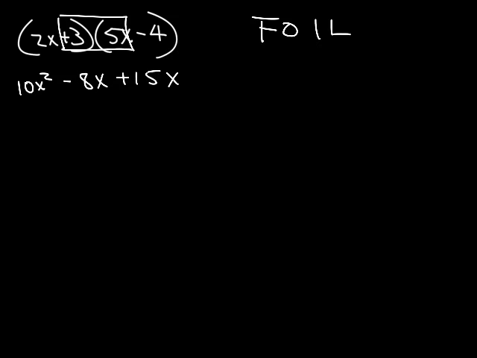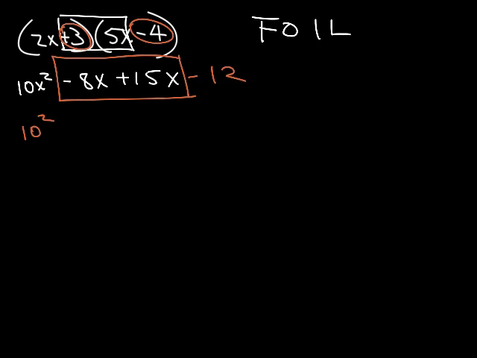And then the last one I do is the last number of each of these two. So plus 3 and a negative 4, multiply those and you get negative 12. So again, we're going to look at the middle ones because those are the ones that you usually can combine. Negative 8 plus 15 is going to be plus 7x, and then you've got a minus 12. And, oops, there's an x there. 10x squared plus 7x minus 12, and you're done.